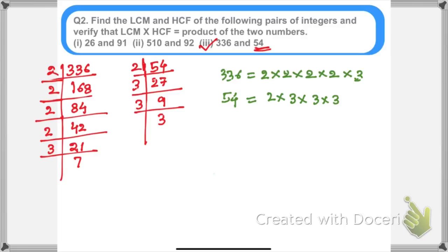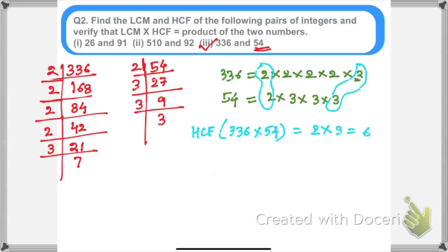So now we'll have to find the HCF and LCM. HCF of 336 and 54. So what are the common factors between them? These two 2 can be taken out, and these two 3 can be taken out. Rest of the things are not common. So 2 into 3, that will give you 6.